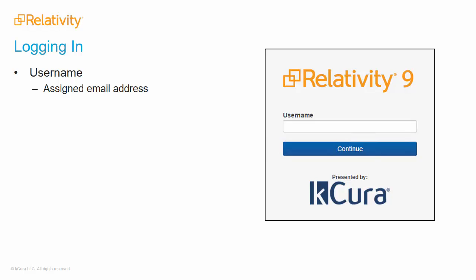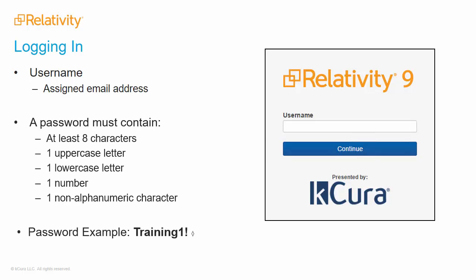Alright, let's talk about logging in. To log into Relativity, you'll need to use the credentials assigned to you by your case admin. Typically, your username is going to be your email address followed by a distinct password. Relativity requires strong passwords that meet all the requirements that you see listed here. The passwords need to be at least 8 characters long. They need to be mixed case, so 1 uppercase and 1 lowercase. They need to have at least 1 number and at least 1 non-alphanumeric character.